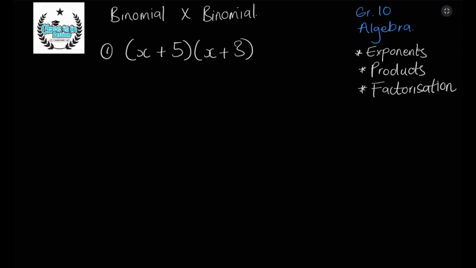Today's lesson is about grade 10 algebra, and this is the second part. Let's do binomials by binomials, where we have double brackets. For the first example, we have x plus 5 times x plus 3. This is the standard FOIL.